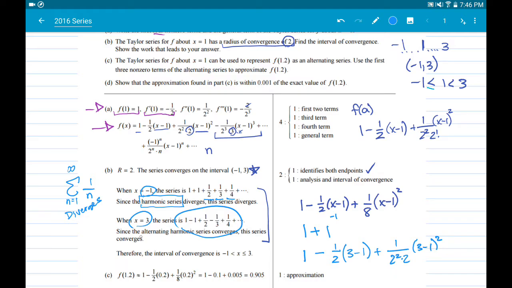There's something that keeps showing up on some of these FRQs, and it's called the alternating series test. If you have any series that alternates signs and decreases, meaning each term is less than the previous term, so 1/4 is less than this, then it is going to converge by what we call the alternating series test.